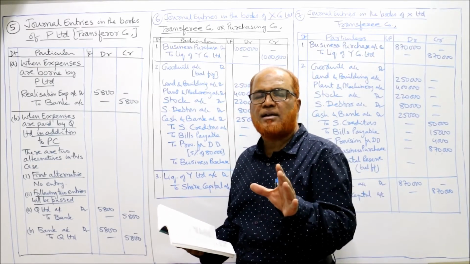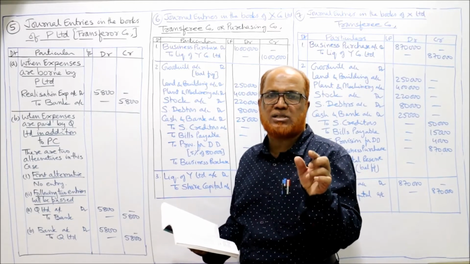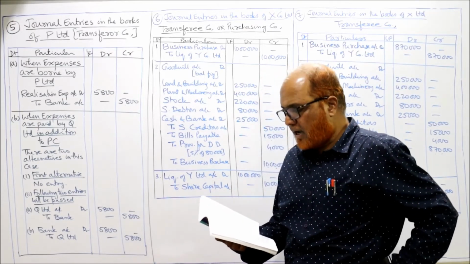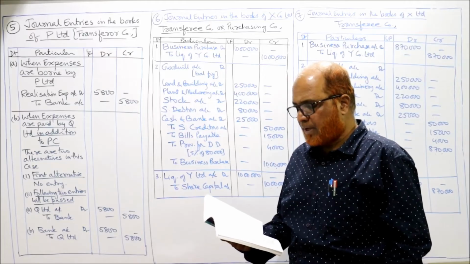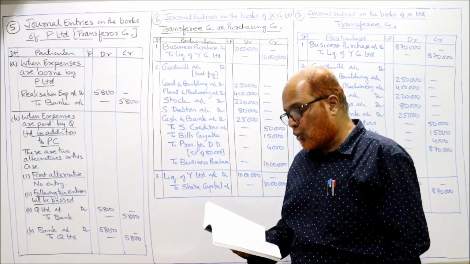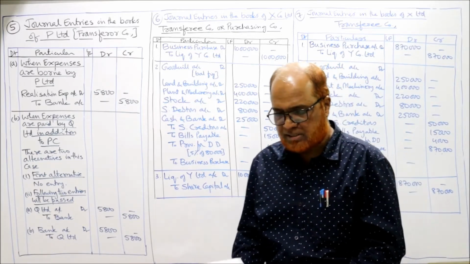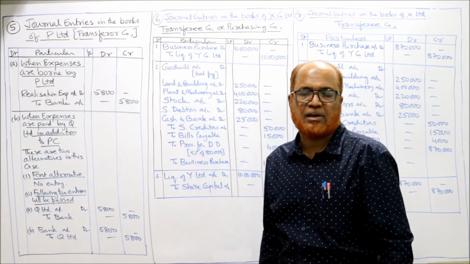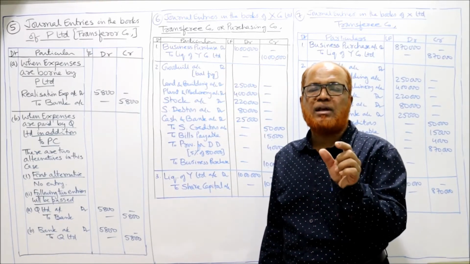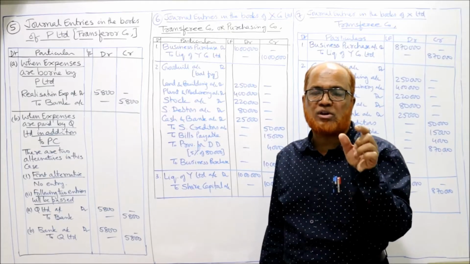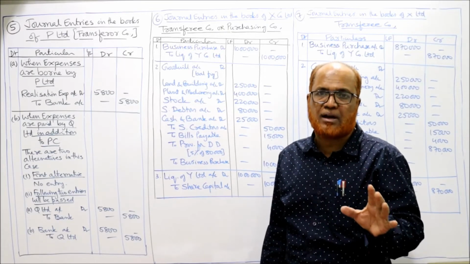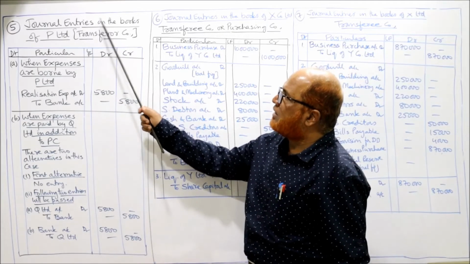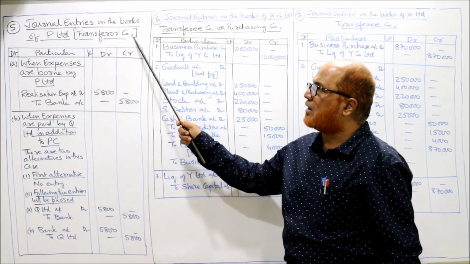So we have to pass the journal entry only for realization expenses, right? A, when the expenses are borne by P Limited, and B, when the expenses are paid by Q Limited in addition to purchase consideration. Now see carefully. We have to pass the journal entry only for realization expense in the books of P Limited. P Limited is the vendor company, transferor. The journal entry in the books of P Limited, transferor company.